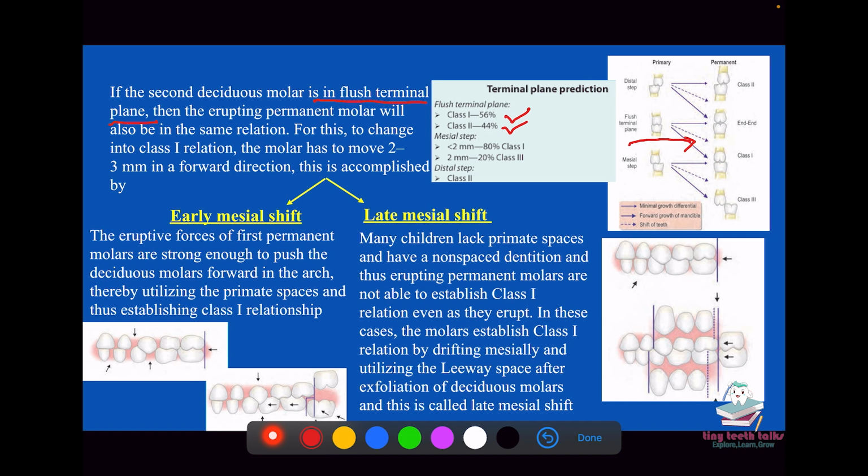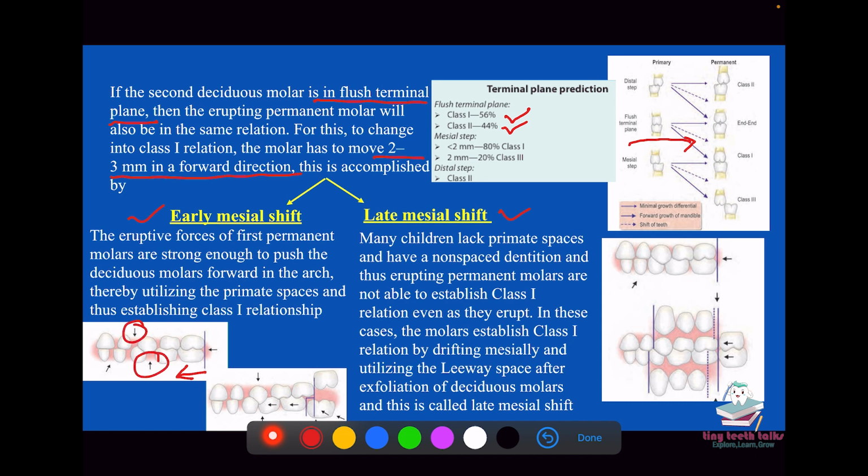So for these to change from end-on-end relation into the class 1 relation, the molar has to move 2 to 3 mm in the forward direction. Now, how will it move? This is accomplished by two things: early mesial shift and late mesial shift. The eruptive forces of the first permanent molars are strong enough to push the deciduous molars forward into the arch, utilizing the primate space.